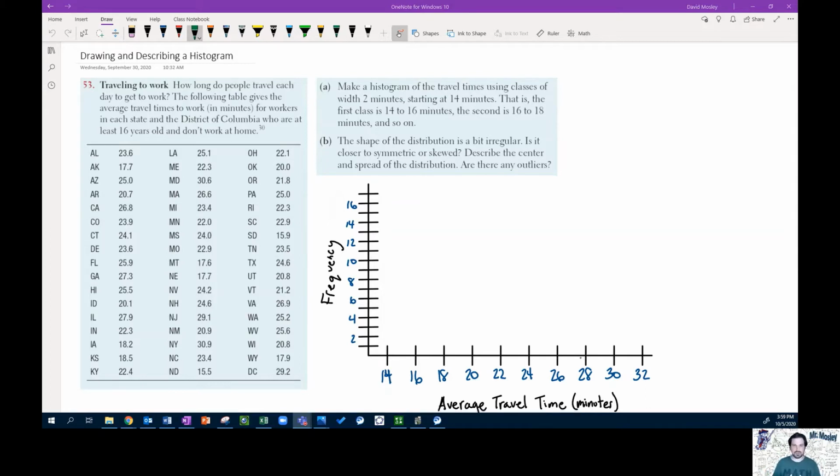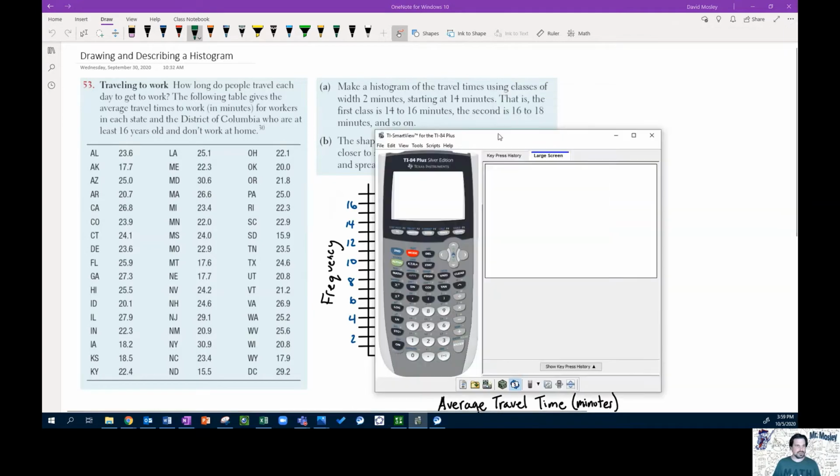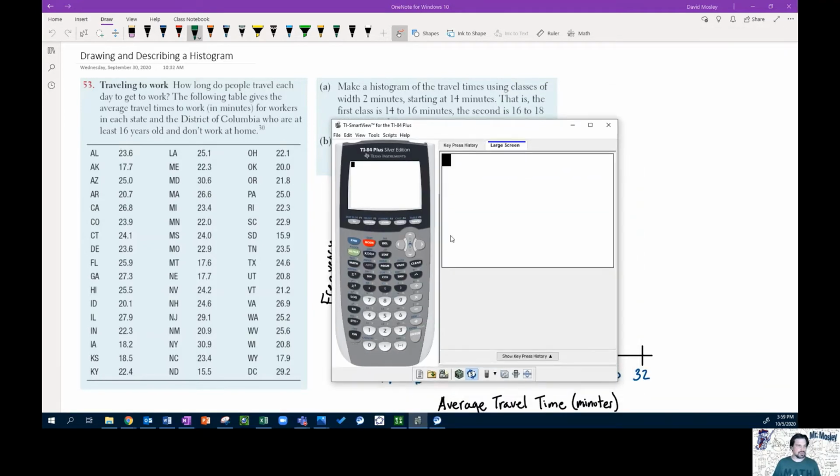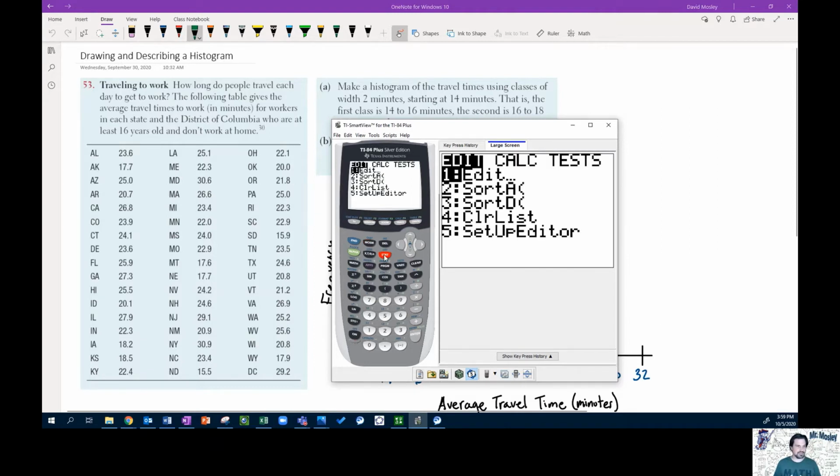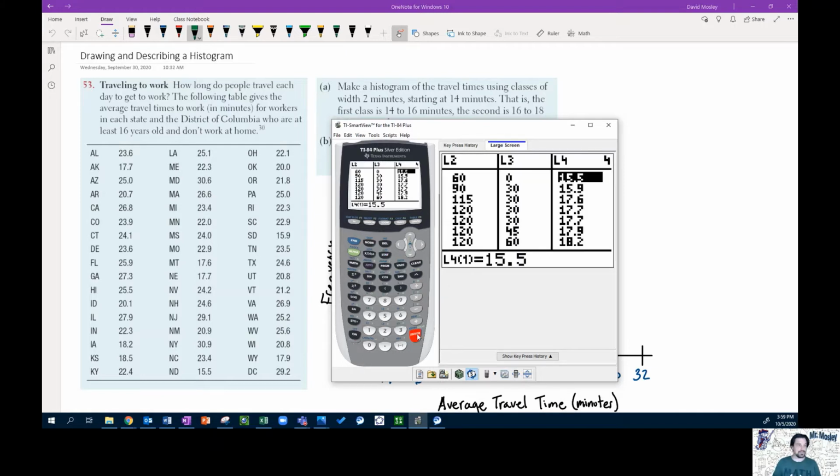And to get this all organized, I'm going to use the graphing calculator again. Bring that over to our screen here. There it is. I've already input all the data from this table, and I've sorted it from smallest to largest. We're going to go back to our stat and go to edit. And that is in list 4, right here. Got it all organized from smallest to greatest.